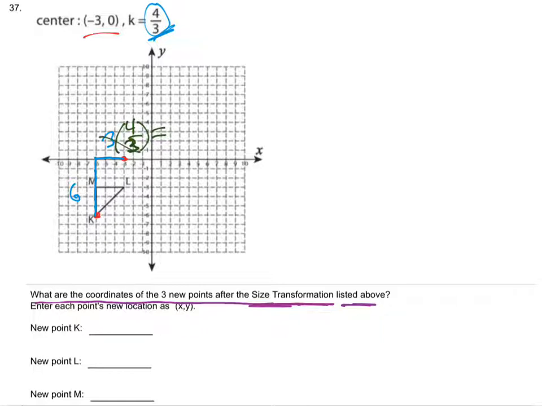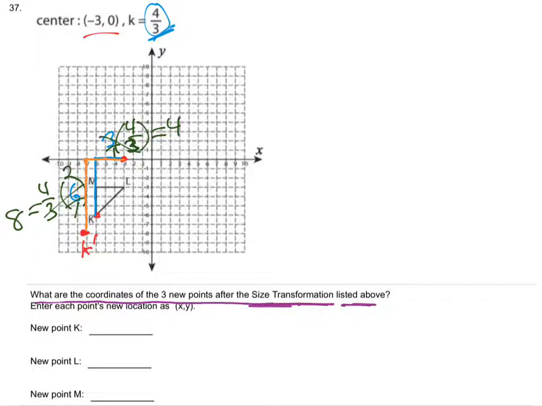Well, that cancels, right? Because it's 3 over 1. So you get 4 there. Now we do 4/3 on this one. And so 3 goes into 6 2 times, 2 times 4, 8. So now we're going to change 3 and 6 to 4 and 8. So from this center, instead of 3, 6, we're going to go 1, 2, 3, 4. 1, 2, 3, 4, 5, 6, 7, 8. Right there. That's going to be the new K prime.